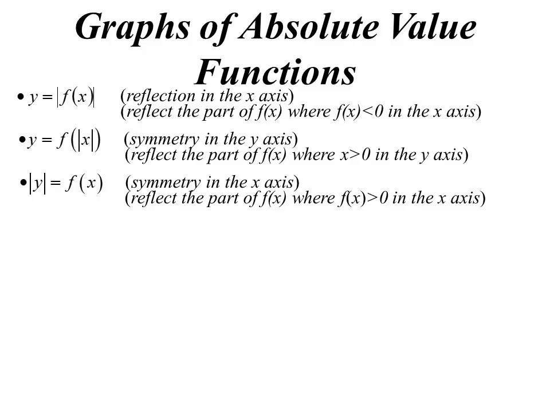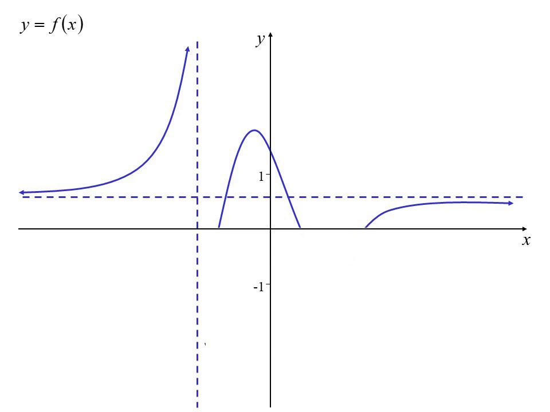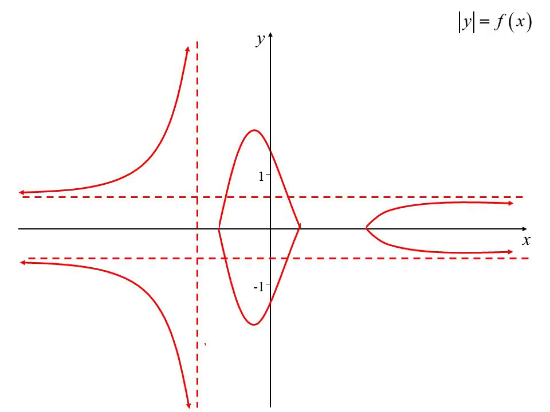What about if it's y we're finding the absolute value of? What does that do? This one will also have symmetry in the x-axis, but now we're going to reflect the part of the function which is positive in the x-axis. What do I mean by that? Here is our original graph. Below disappears once again. But this time, instead of reflecting below above, we reflect above below. So that is absolute value of y is equal to function x.